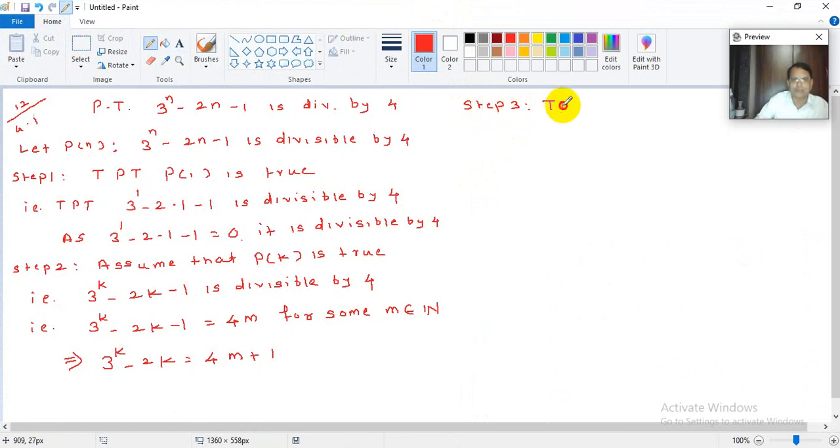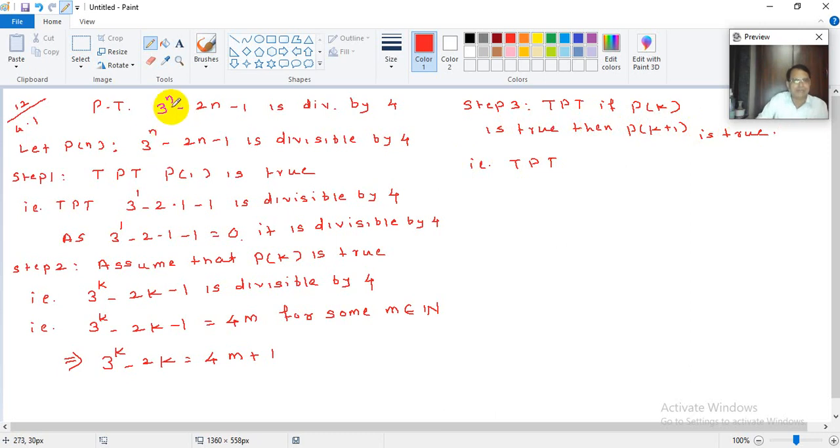To prove that if p of k is true, then p of k plus 1 is also true. p of k plus 1 is true, हे मला प्रूव्ह करायचं आहे. सो दॅट इज टू प्रूव्ह दॅट.